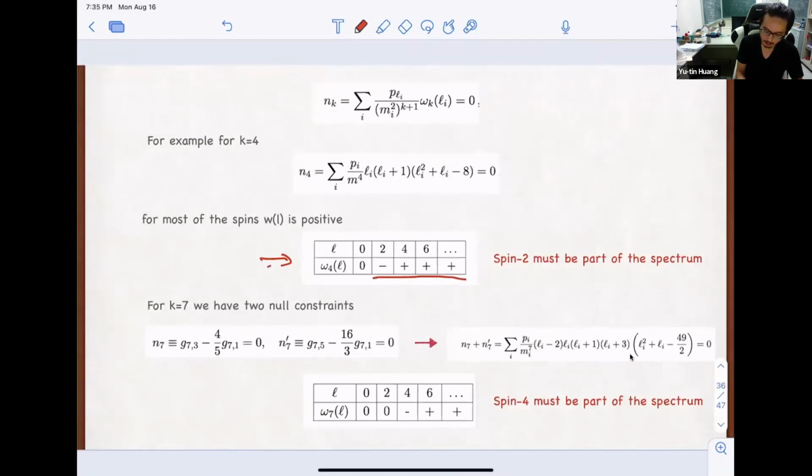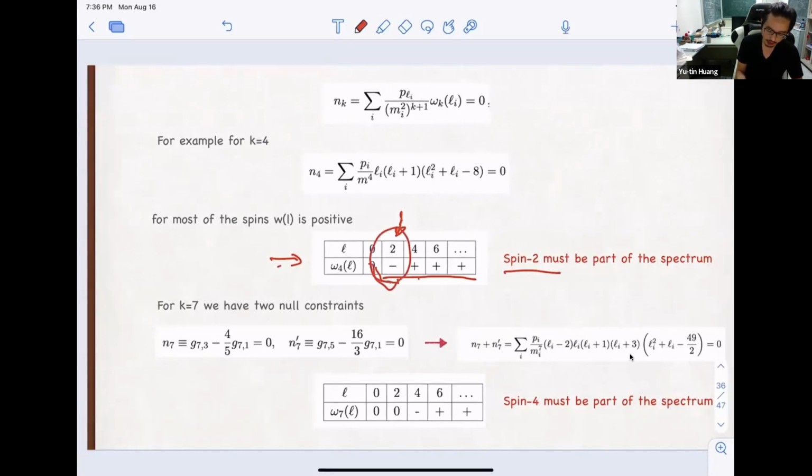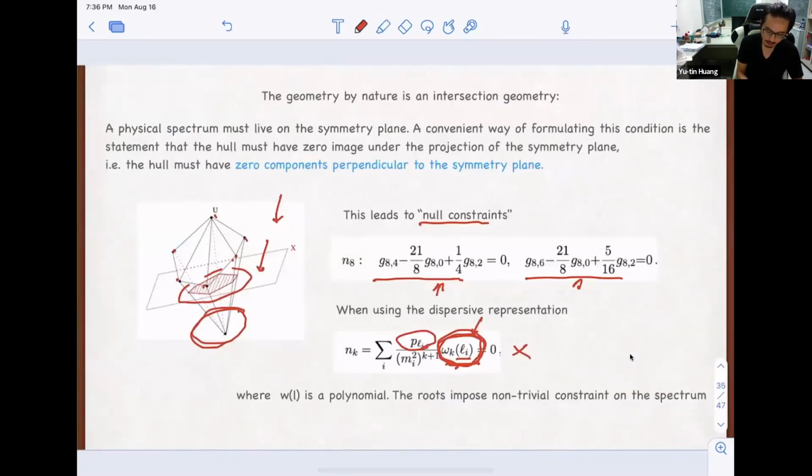So if you have anything beyond spin 0, you see that everything is actually positive except for spin 2. So if you have anything that is beyond 0, that tells you that you must have spin 2 as part of your spectrum, because spin 2 is the only one with the negative sign. And that is associated with this picture where you only have spin 2 on this side of the plane.